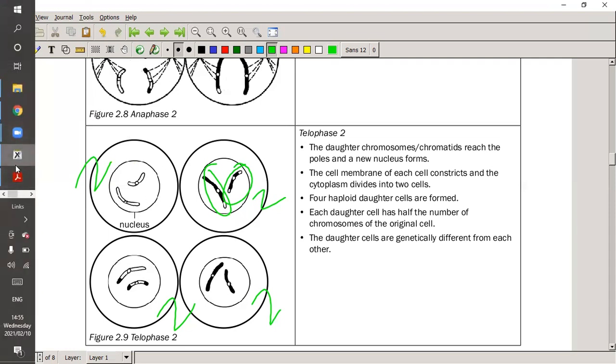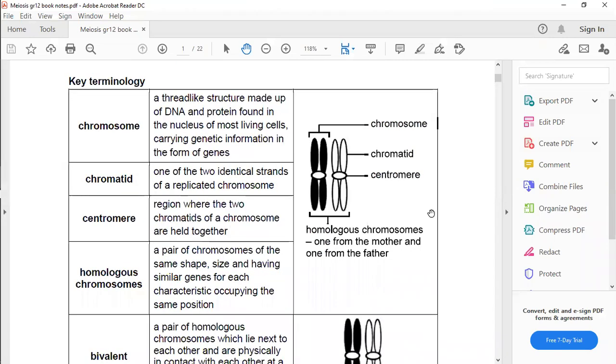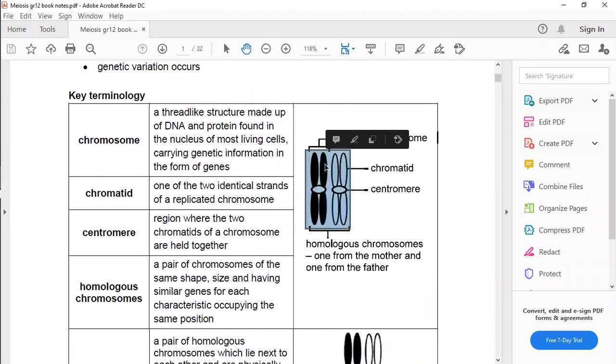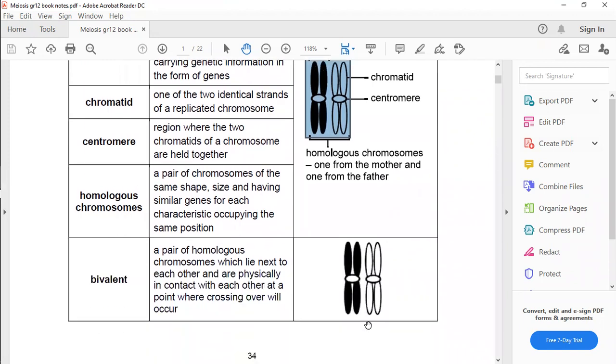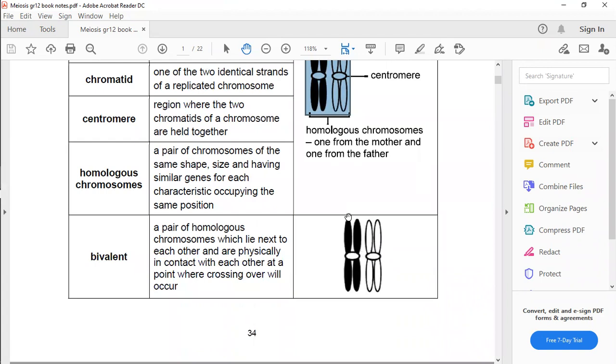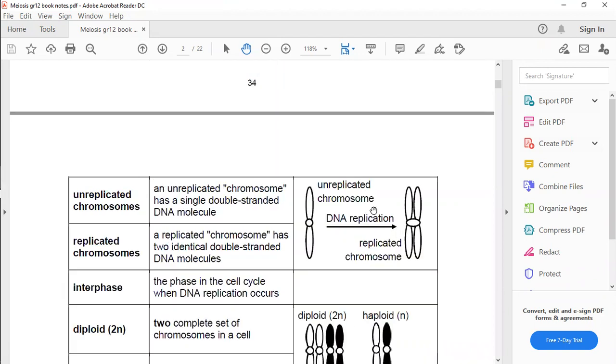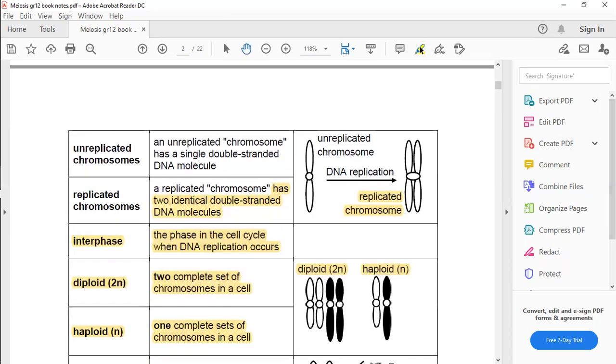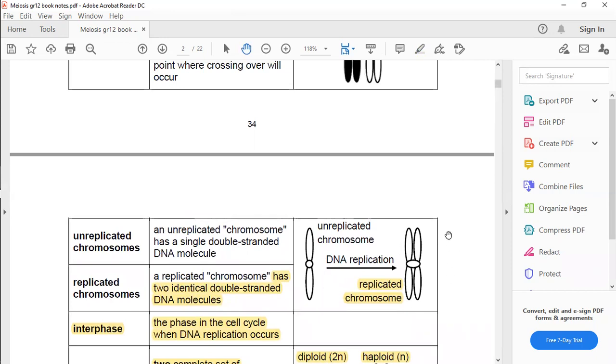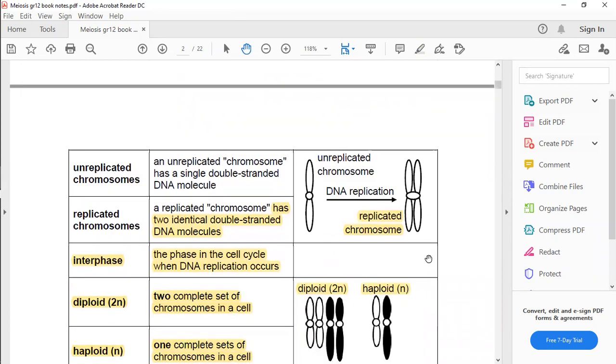If I go to the other book very quickly and show you, there we've got a replicated chromosome. Over there, we've got two replicated chromosomes, each of them having two chromatids. There we've got a bivalent pair with two replicated chromosomes, each having two chromatids. But now take a look at what happened there. This is a chromosome, and that's also a chromosome. This is an unreplicated chromosome, and that's a replicated chromosome. So they're both chromosomes. That's not a chromatid, that's an unreplicated chromosome. A replicated chromosome has two chromatids, but it's only a chromatid if it's part of the replicated chromosome.